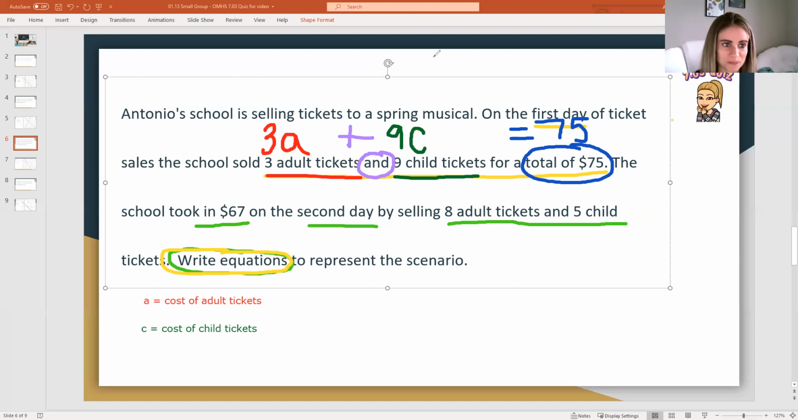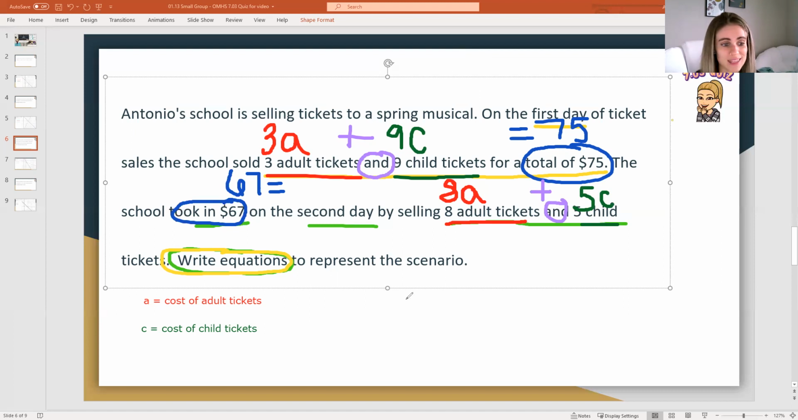Now let's do our second one. Let's see what the second day total was. Well, the second day total was $67. So once again, if that's my total, that's on one side of the equal sign. What did they sell this day? Well, here they sold 8 adult tickets. So 8 tickets were sold times A, the price. I see the word "and" again, which means I'm adding. And then 5 child tickets. So 5 times C, the cost of a child ticket.